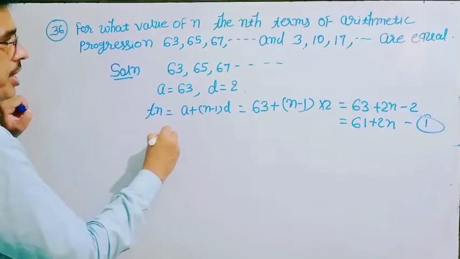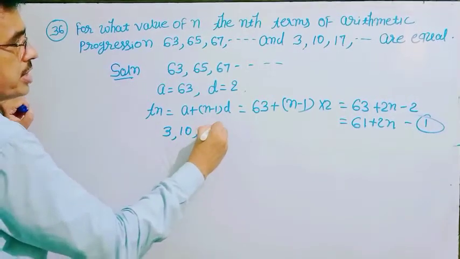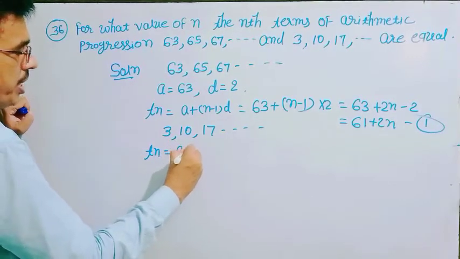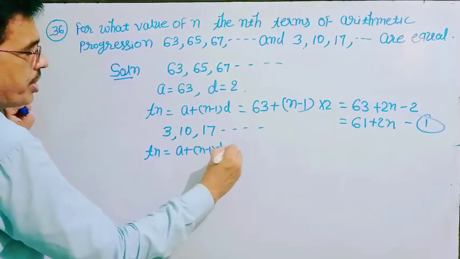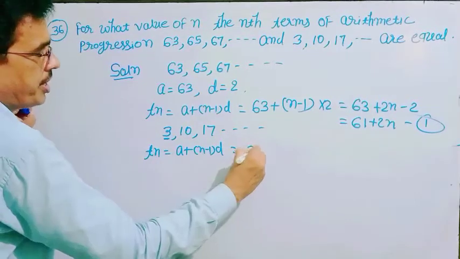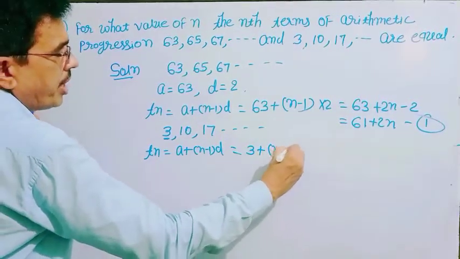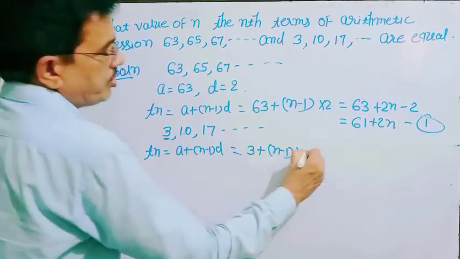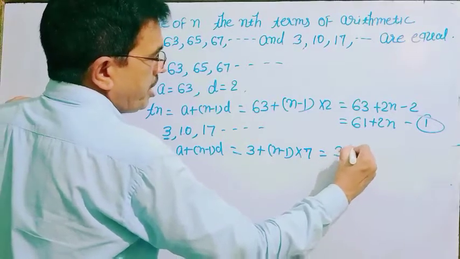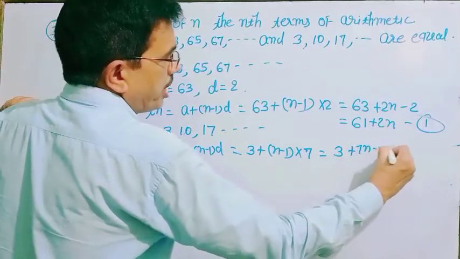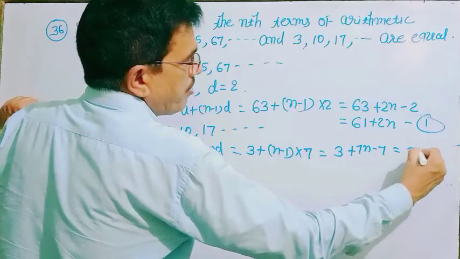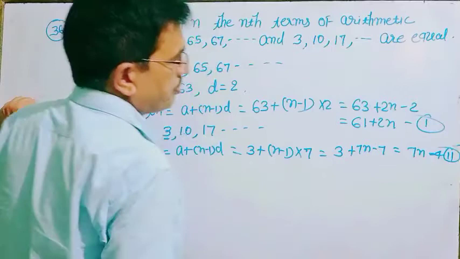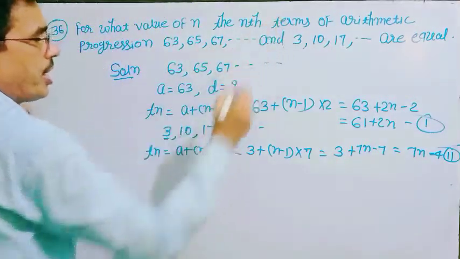Similarly, the second is 3, 10, 17, dot dot dot, 80. Here Tn is equal to A plus n minus 1 into D. What is A? Here A is 3, plus n minus 1. What is D? D is 7, because 10 minus 3 is 7. Then it is 3 plus 7n minus 7, that is 7n minus 4. It is the second equation.